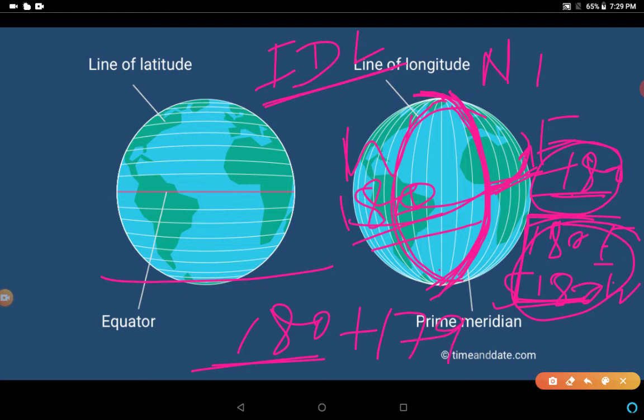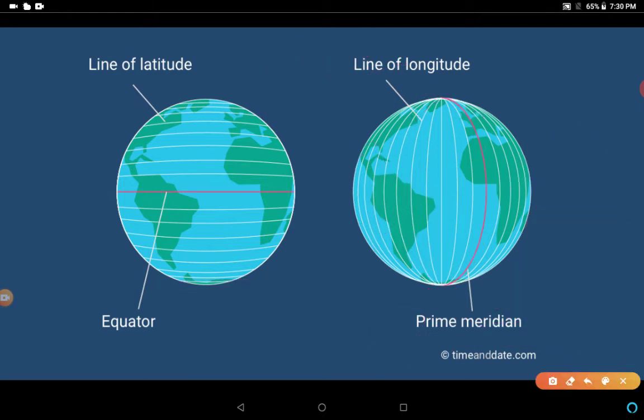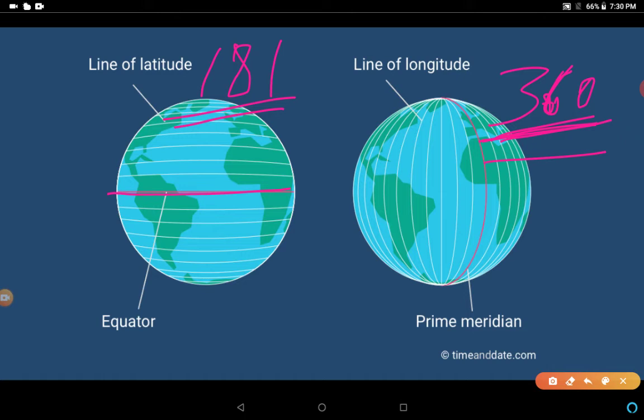So 179 plus 179 equals 359, plus 1, which one? This one, 0 degree prime meridian. So in this way, the total number of longitudes is 360. So 360 total lines are the longitudes and 181 latitudes. Got the point? Latitudes help to tell the location of any place from north to south.